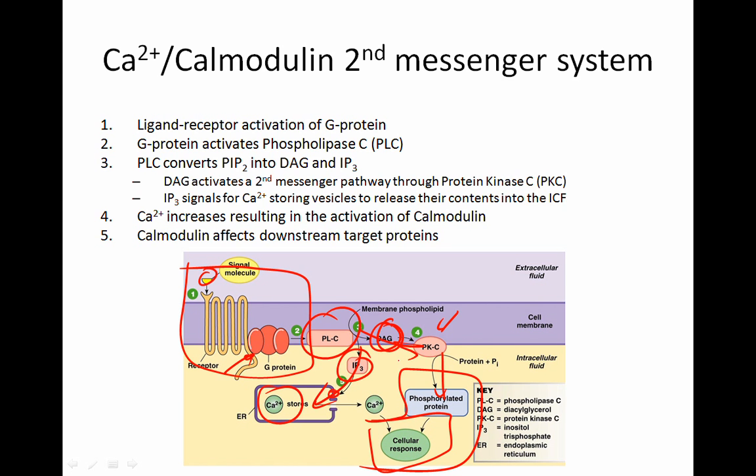Neither DAG and IP3 are effectors. DAG, diacylglycerol, is not, but it activates PKC. And PKC is an effector. So here's our effector. And down here, it's not showing you, but you put calmodulin down here. And calmodulin is our effector. Now they're activating two separate pathways. So this is an example of two pathways using a single message, and why it's complex and scary.